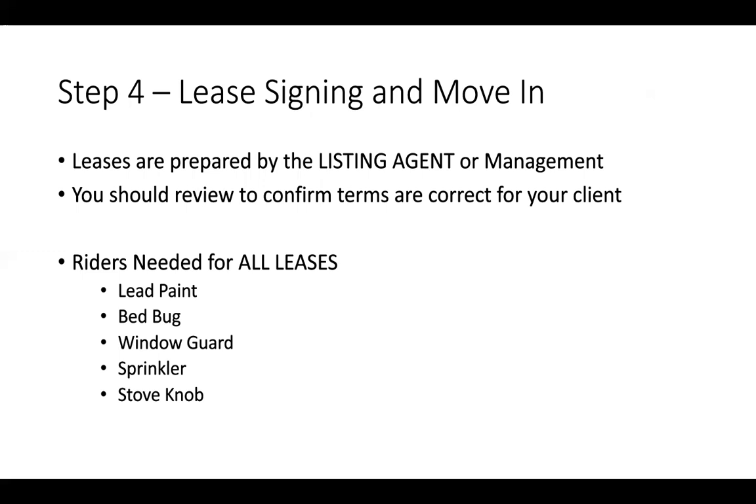Just a reminder, riders that are needed for all leases: lead paint, bed bug, window guard, sprinkler, stove knob, right? We've got 5 now that are part of the lease. If some of those are missing, let the landlord know.